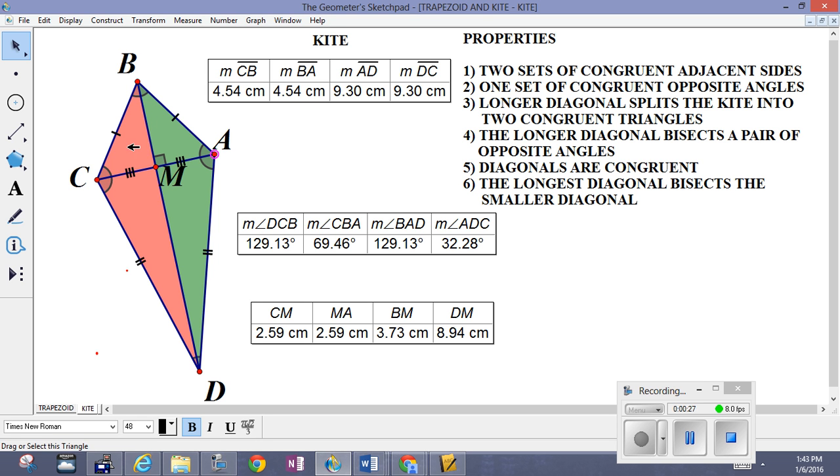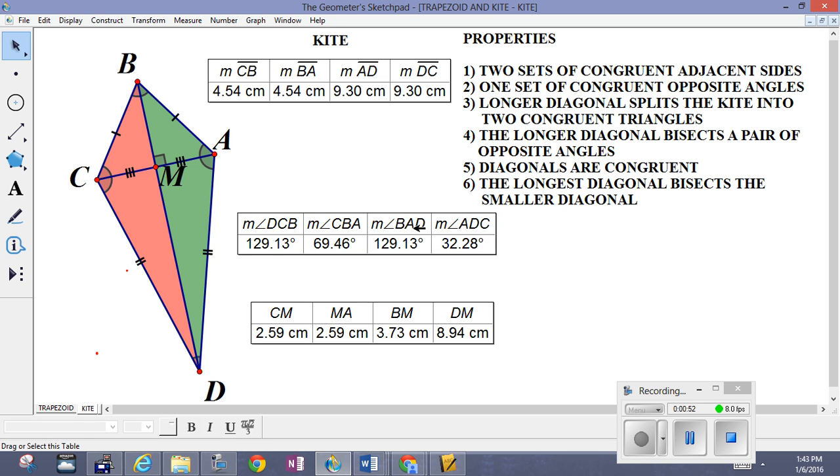They are marked off. AB and BC are congruent to themselves as indicated by the single tick mark. Double tick marks indicate that these lower sets of adjacent sides are congruent. So that is by definition that which applies to the kite. We then looked at the measure of the angles.